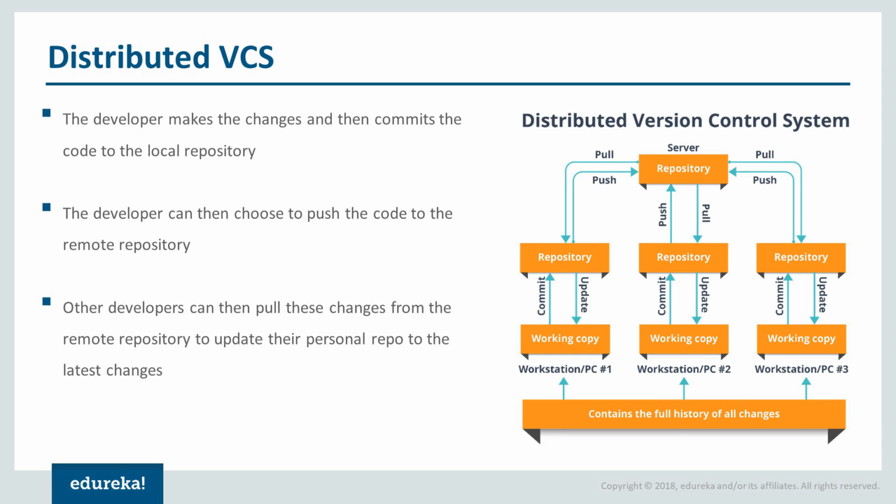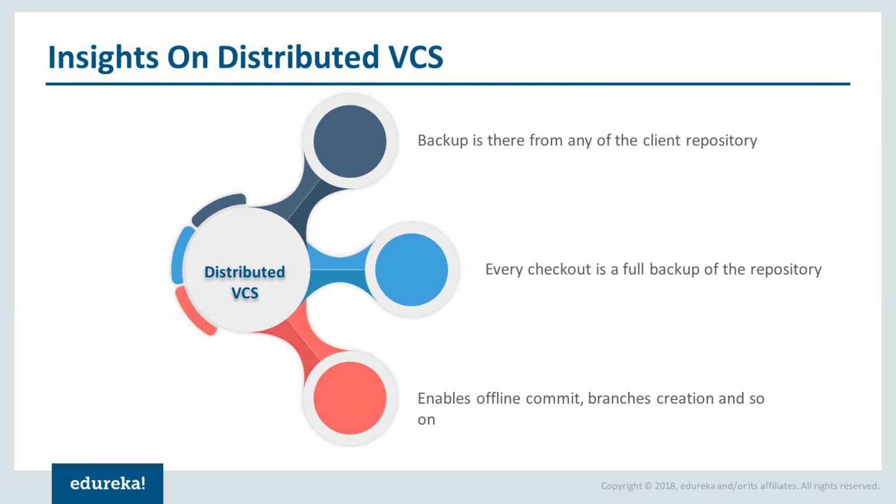Now at this point, once you have committed in the repository, you can also decide to pull from the server or to rebase your changes. By rebase I mean discard your changes. Once you have pushed it, then other developers can pull these changes from the remote repository to update their personal repository. This is similar to what we saw in the centralized system, that you commit something and then you update your system. While here we have one more layer, which is the local repository, wherein we commit to local and then we push to the remote, and once it is pushed, then we pull it back onto a system. Now here are some insights on the distributed version control system.